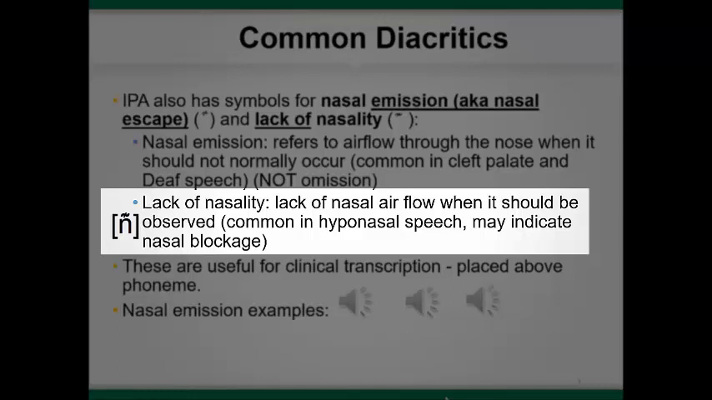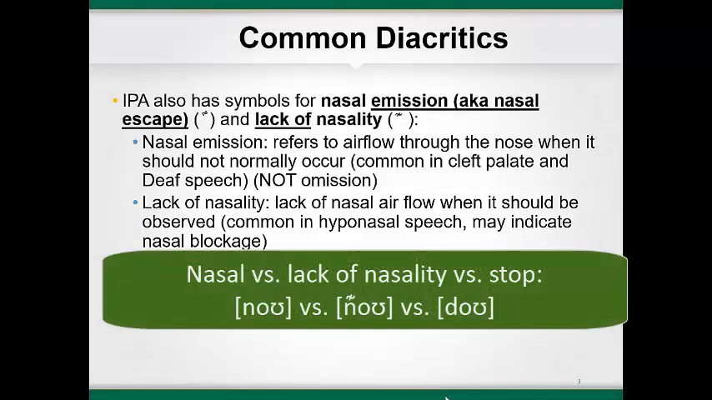Lack of nasality may occur if a client is congested or if there is an obstruction in the nasal cavity. Here are some examples.